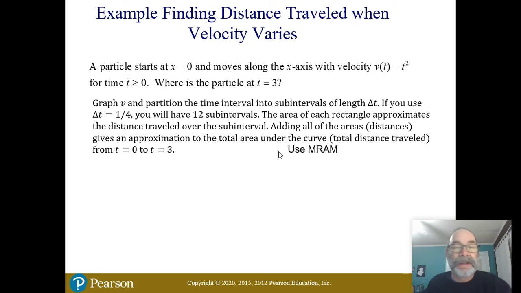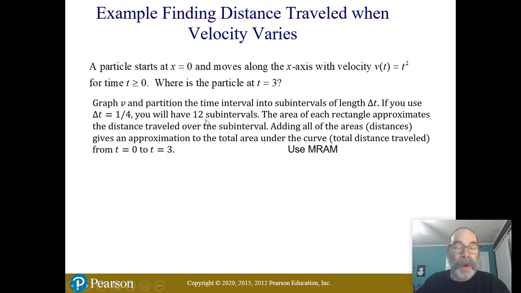So let's look at a distance problem here. We know the velocity. It's going to be t squared. Where is the particle at t equals 3 seconds? Now, I can't just put 3 in there and say, oh, it's 9, because that's my velocity at 3 seconds. So what do we need to do? We need to graph our equation, so it's going to be a parabola from 0 to 3. And our delta t is going to be the width of our rectangles.